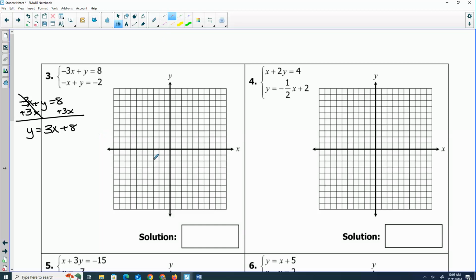So to graph that, you hit the y-axis at 8. 3 is like 3 over 1. I don't have room to go up 3, but I could go down 3, backwards 1. First, we have to get y equals mx plus b form. Then we graph.